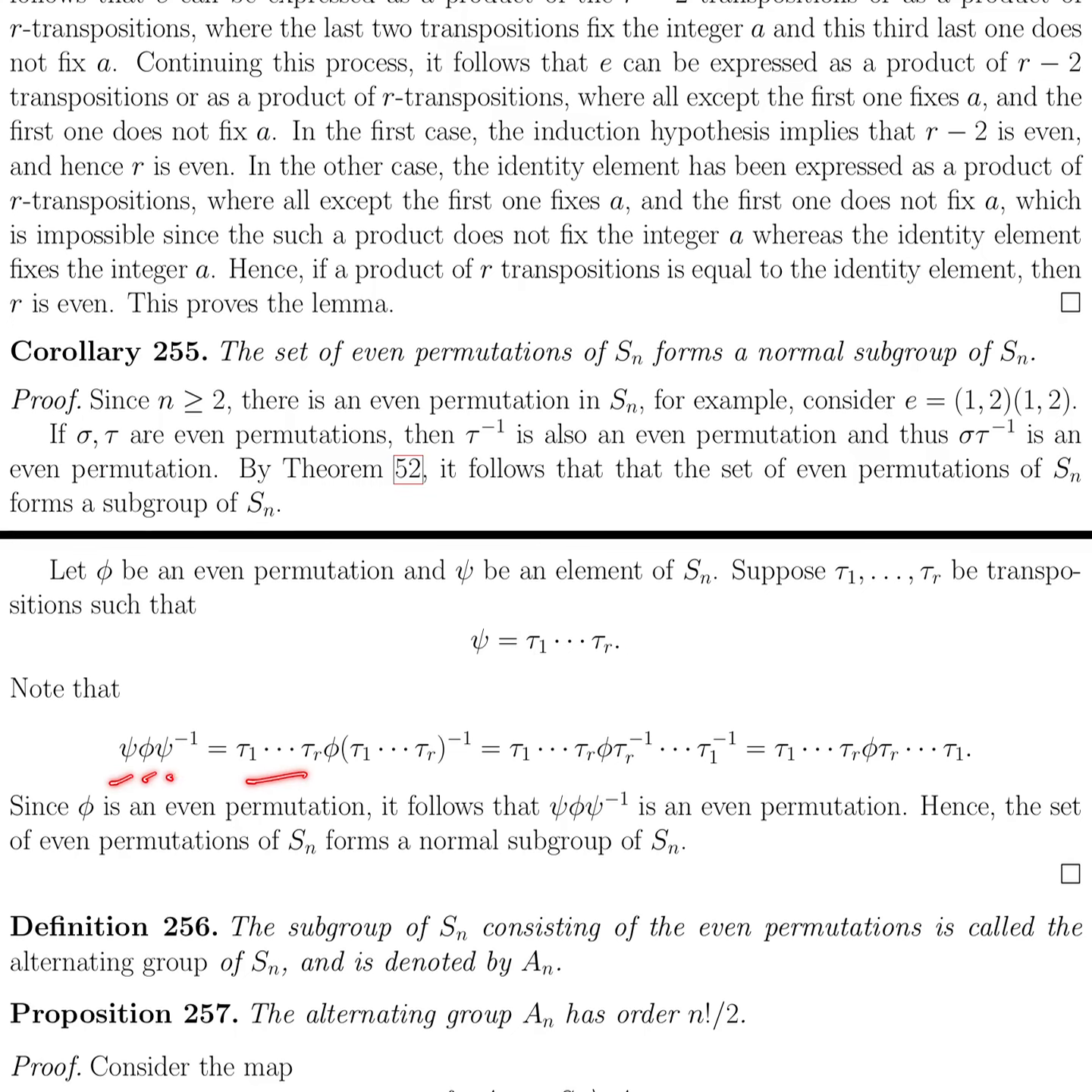So psi phi psi inverse is of this form, right? And the inverse of this product is the product of the inverses of the individual factors, but in the reverse order. So here you have got r transpositions, and here you have got r transpositions. So altogether from here you end up getting 2r transpositions, and phi being an even permutation, it can be expressed as a product of an even number of transpositions, and here altogether you have got a total of 2r transpositions. So it follows that this is also an even permutation. So it follows that the set of even permutations of Sn forms a normal subgroup of Sn.